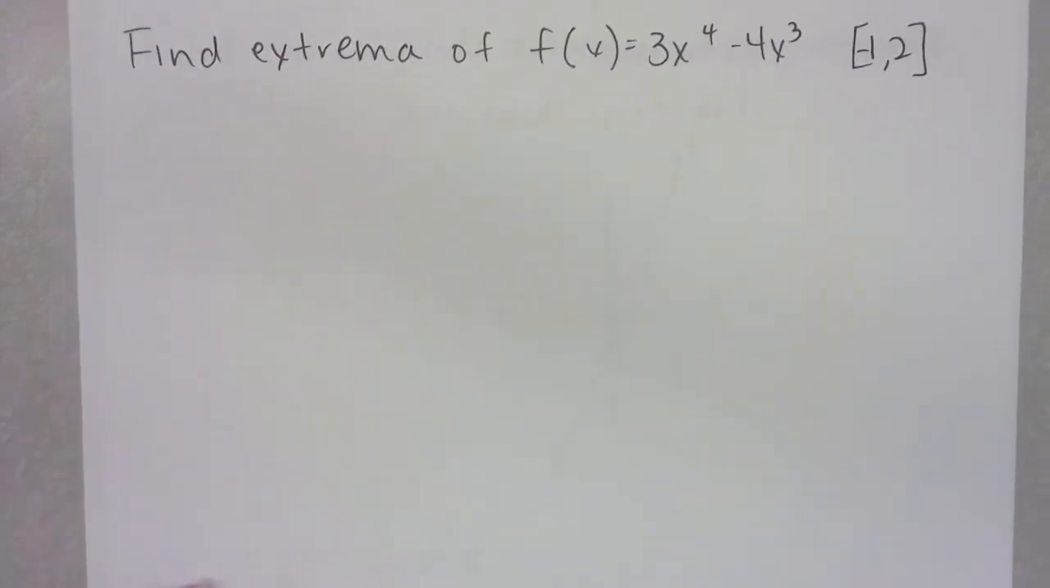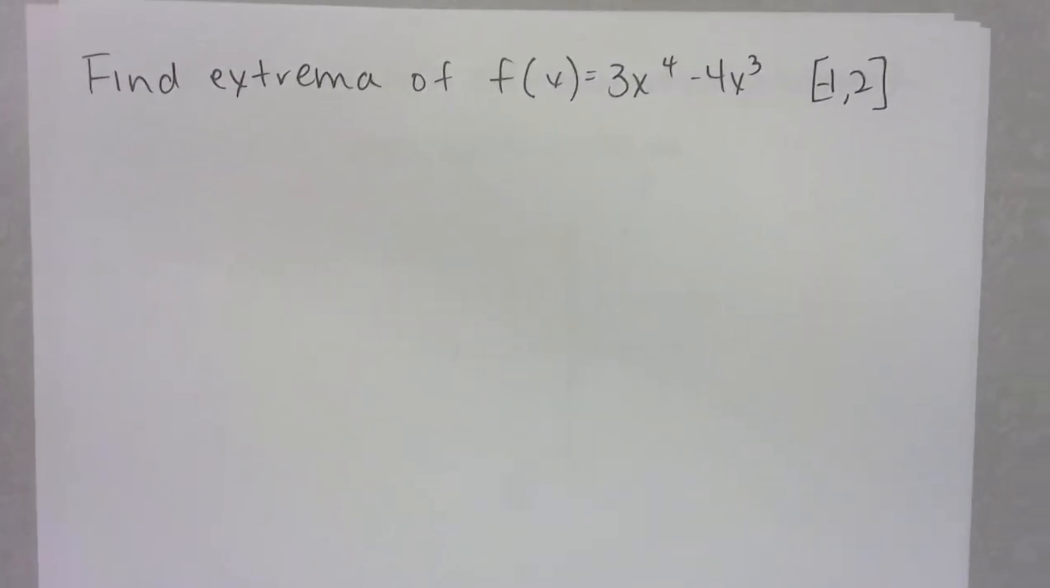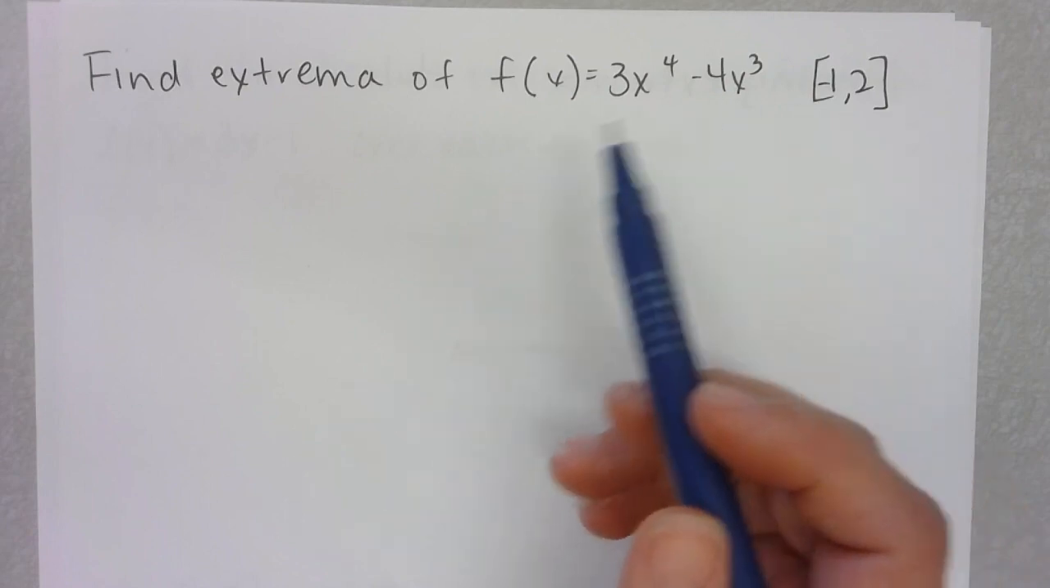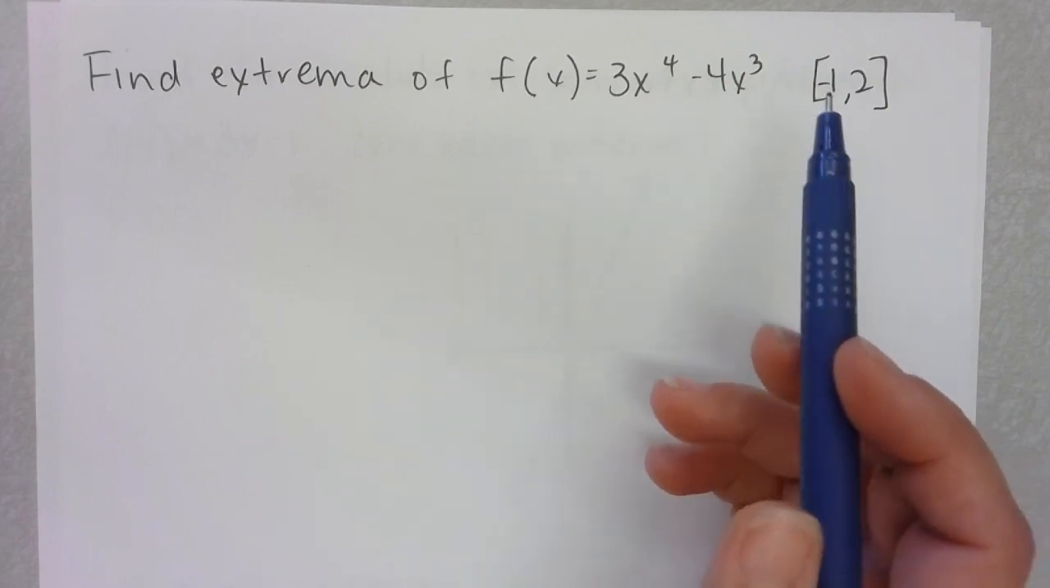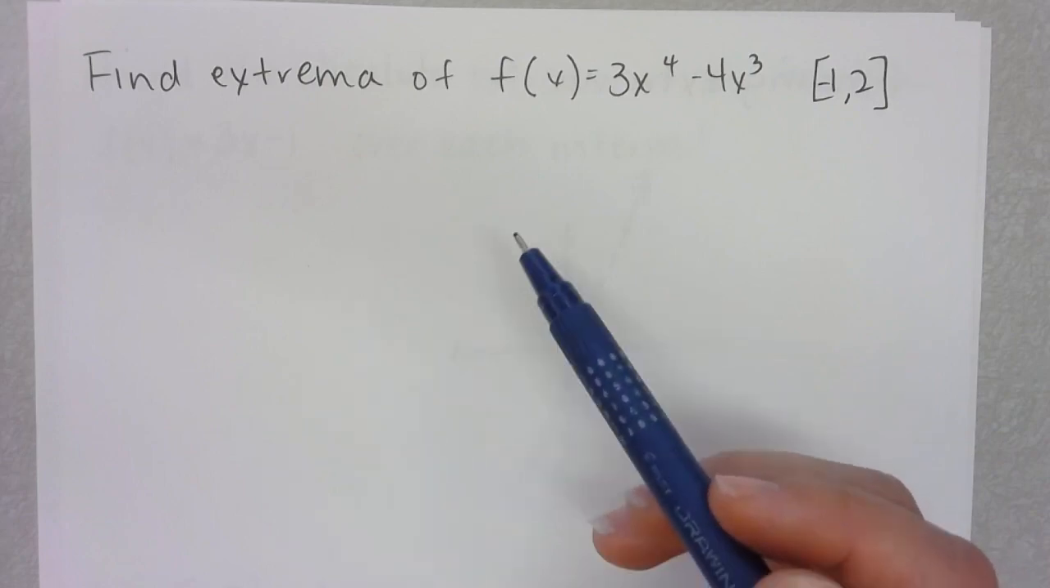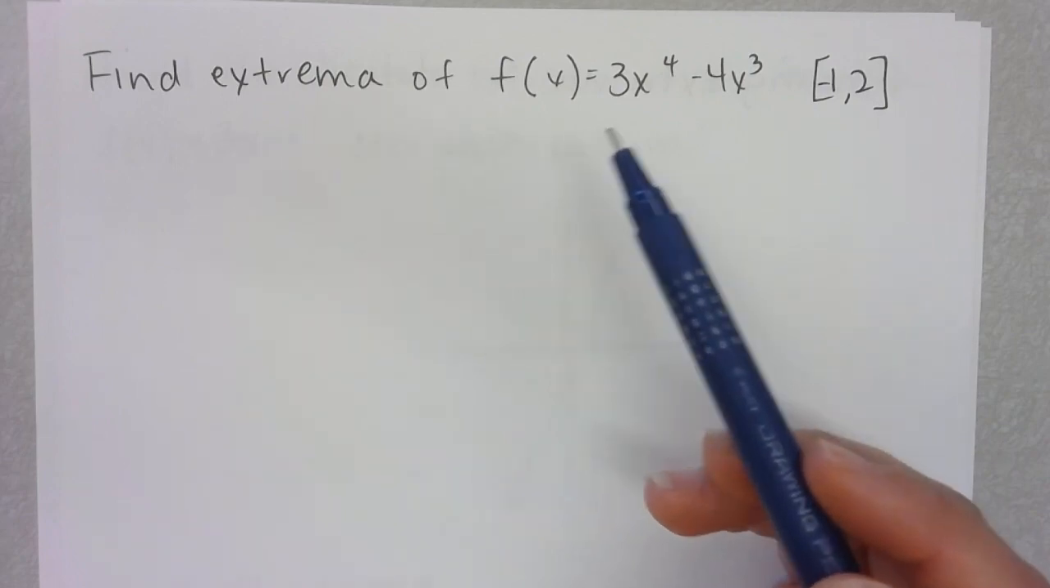Okay, so let's look at this example here. We're going to find the extrema, meaning I'm going to find the relative min and max, or actually in a closed interval I'm guaranteed a min and a max, okay, because my endpoints are included. So since I'm just looking at a snapshot of my graph, I'm going to find the absolute extrema in this case.